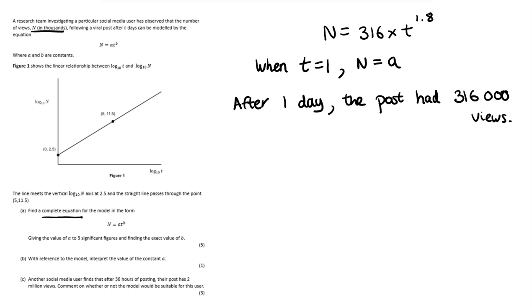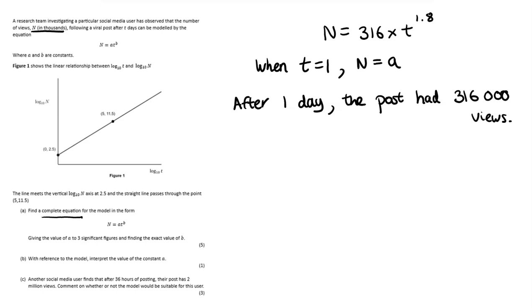And finally, this part C, another type of question I like to do. They like to kind of test your model with a value to see if it's valid or not. So we're told another social media user finds that after 36 hours of posting, their post had 2 million views. Comment on whether or not the model would be suitable for this user. So we're going to see if this other user would find this model helpful. So what we're going to do is test out to see if our model gives a similar value to what they get in reality.